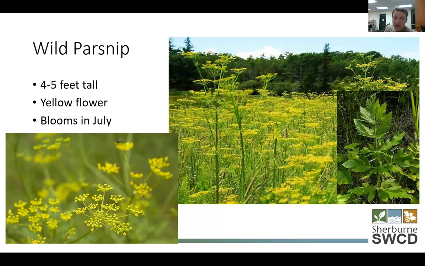You typically won't find just one wild parsnip either. You'll typically find them in clumps. So you're looking for all of those things to determine, is it wild parsnip? Because if you look at the leaf, it has a pretty generic leaf. So it's not always the easiest to identify just by looking at the leaf. The yellow flower is pretty obvious once you know what to look for.